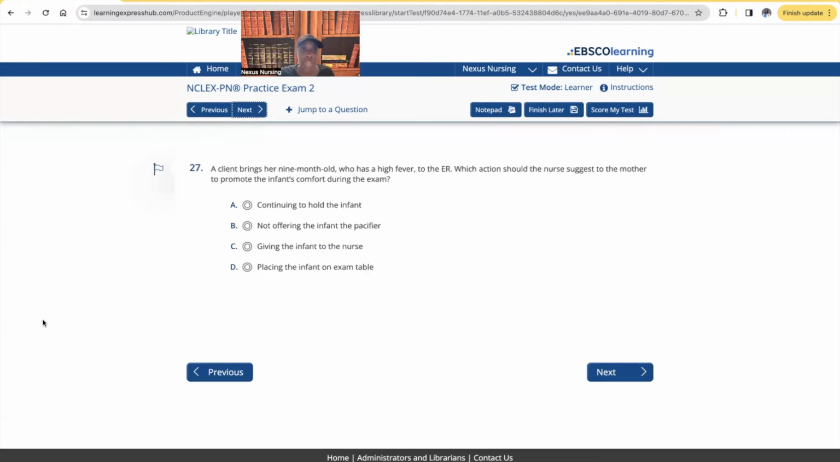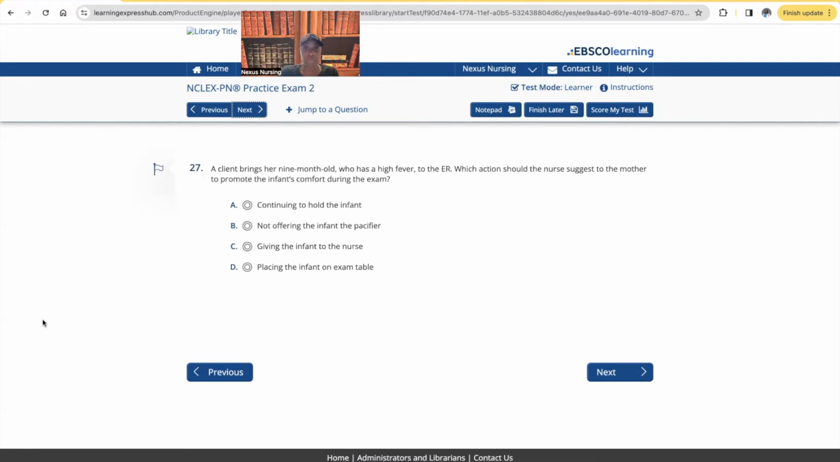A client brings her 9-month-old who has a high fever to the emergency room. Which action should the nurse suggest to the mother to promote the infant's comfort during the exam? A, continue to hold the infant. B, not offering the infant a pacifier. C, giving the infant to the nurse. D, placing the infant on the exam table.